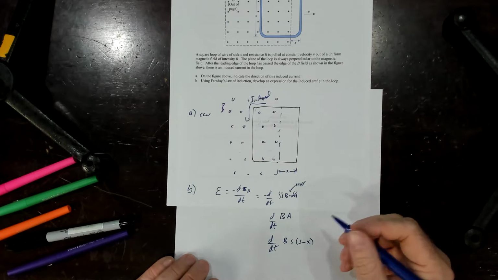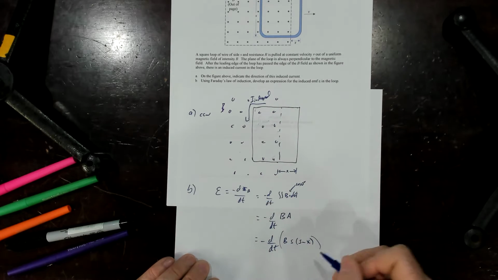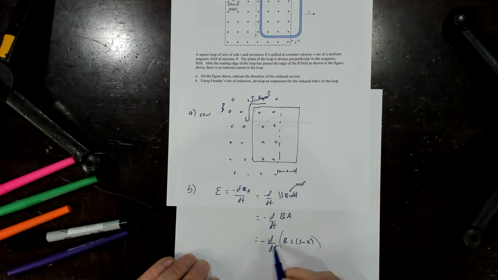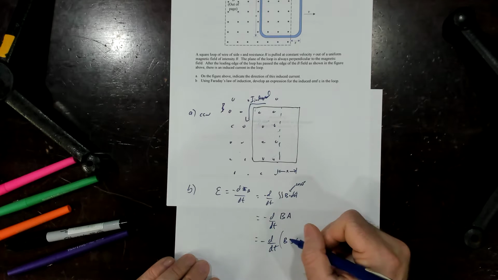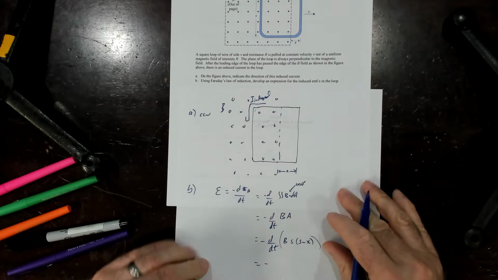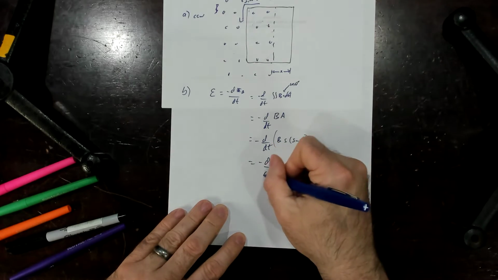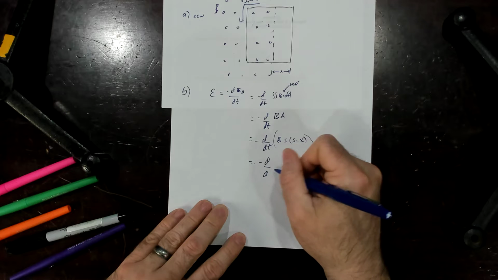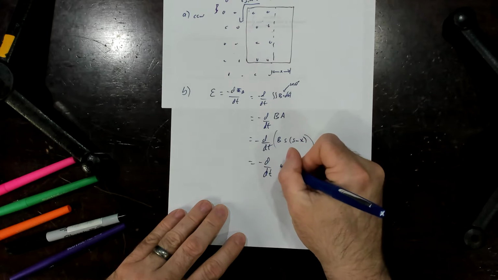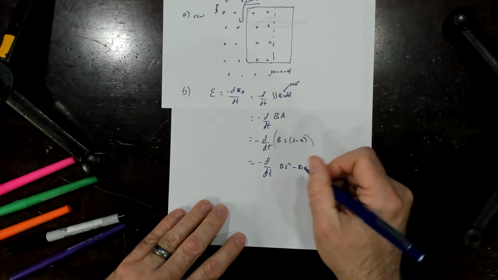So that's my area. Now I want to get the EMF, the rate of change of this, right? Let me go ahead and FOIL this out. I'm going to distribute out the Bs. So it'd be B S squared minus B S x, right?